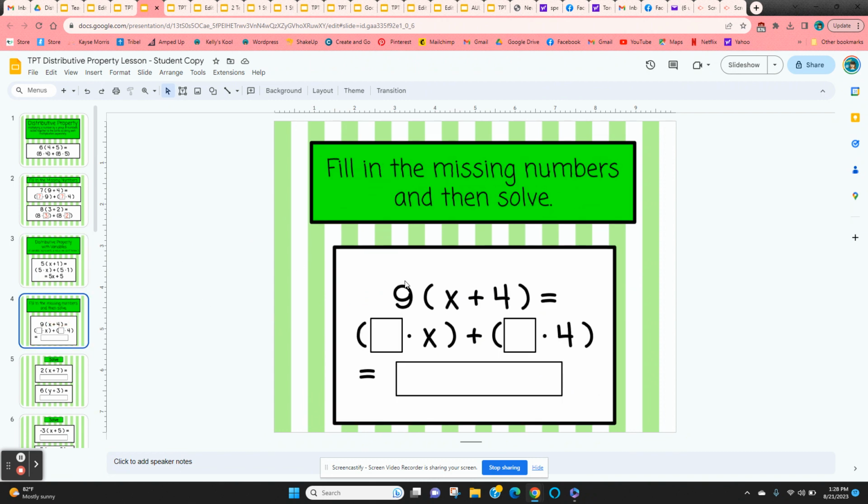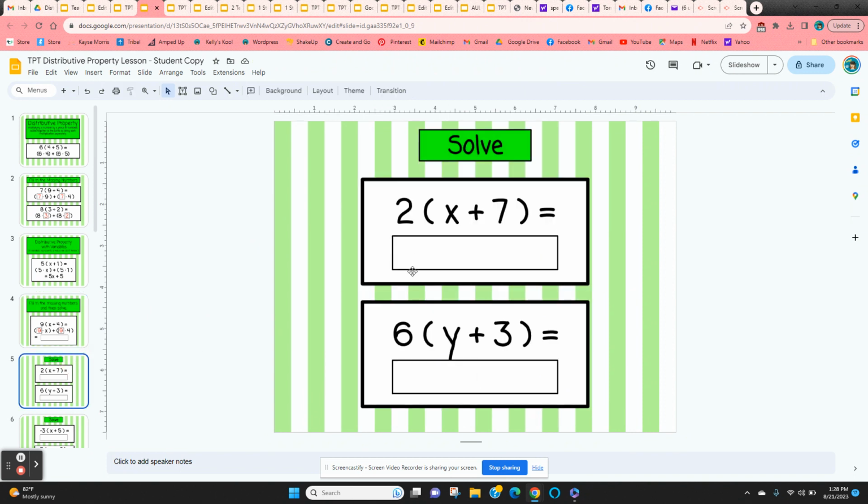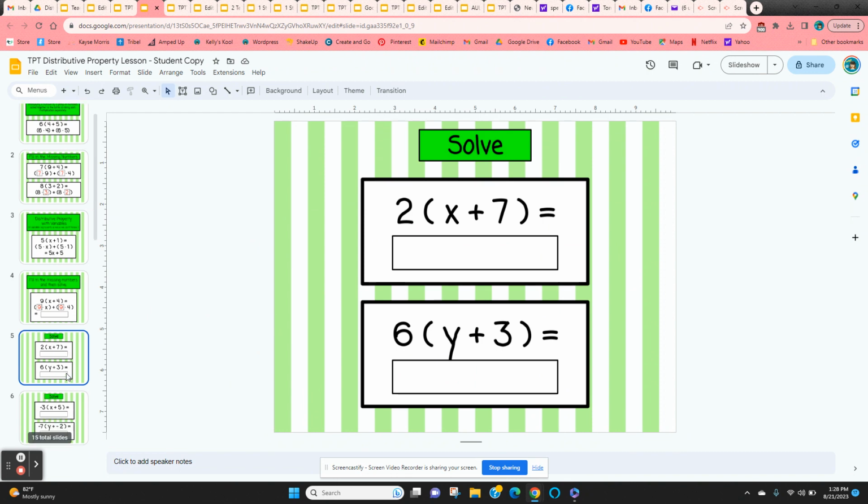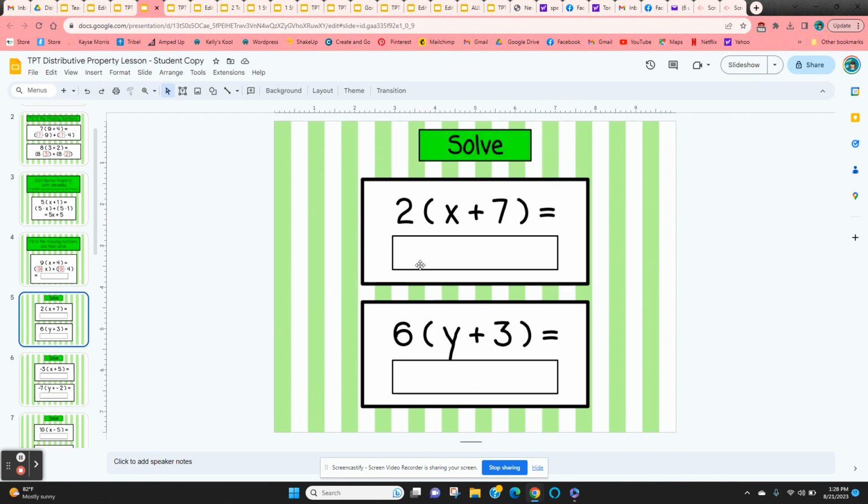So on the next slide, students again are going to be filling in the missing numbers. 9 times x plus 9 times 4. And then they're going to type in the complete answer, 9x plus 36. They've got a couple more to do here. And they're skipping that step, so they're just going to solve it in one step.